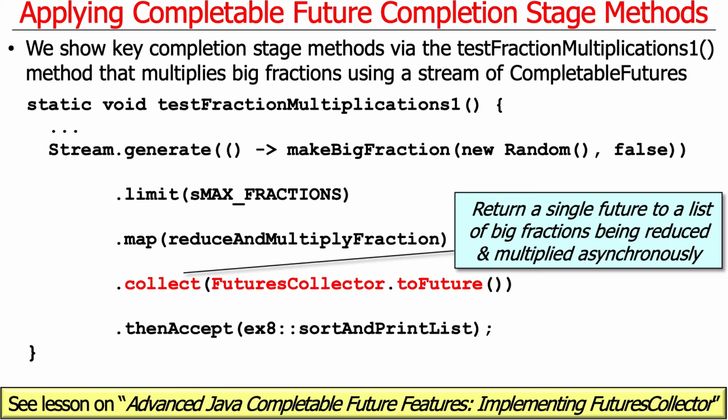future to a list of big fractions that by the time everything is done will have been reduced and multiplied. They will be finished. But at the moment, we're getting back a completable future to ongoing operations. So there'll be a whole pile of them. Let's say, for sake of argument, that we're doing 1,000 of these big fraction reductions and multiplications. So rather than having to deal with 1,000 of these things, we'll have a single completable future that will complete when the 1,000 of the other things it's waiting for are all completed.